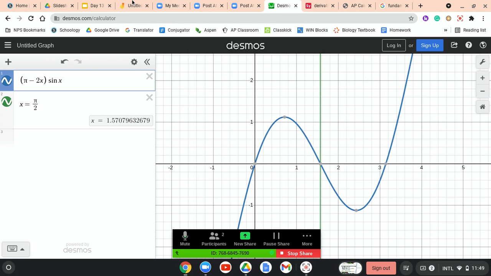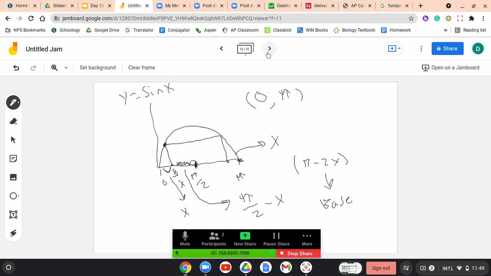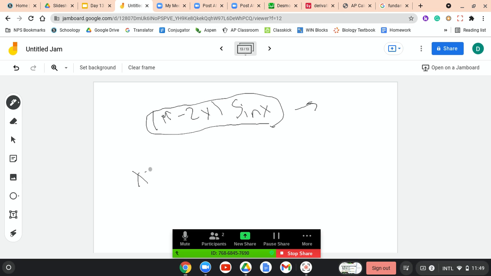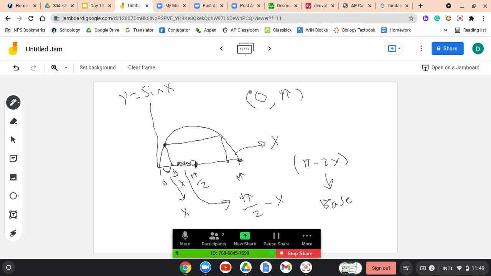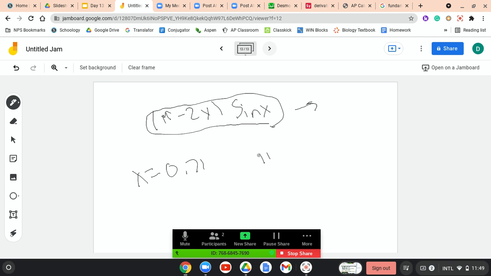Cool. So I can write that there. Plug that in because we have the equation for what it would be if we knew x. X equals 0.71. Which means that, remember, the base is pi minus 2 times x, and the height is sine of x. This is kind of curvy, I apologize. So whatever this number is, is the area of the rectangle. And this is the base, and this is the height.